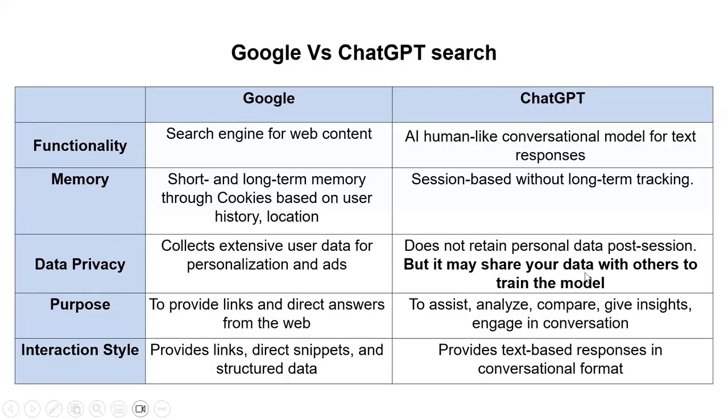And this is very important because, as we mentioned regarding the privacy of the patients, ChatGPT can share any data that you put in the prompt and use it as training for the model. The purpose of Google is to provide links and direct answers from the web. But the purpose of ChatGPT is to assist, analyze, compare, give insight, and engage in conversation. The interaction style for Google is to provide links and structured data, while ChatGPT provides text-based responses in conversation format.